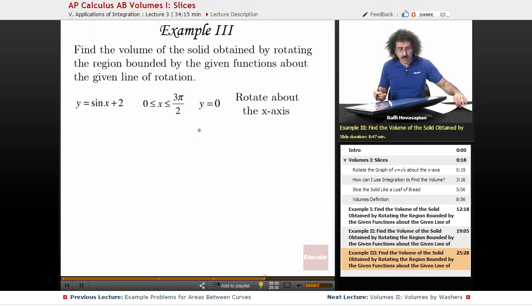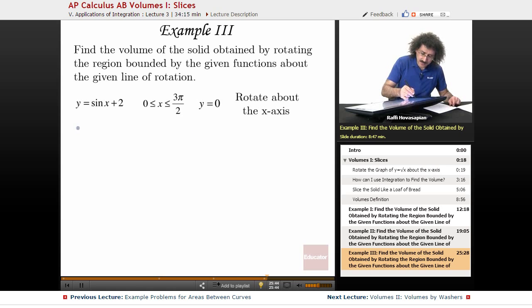Now let's do this one. Y equals sine of x plus 2. X is from 0 to 3 pi over 2, and y equals 0. And we want you to rotate this about the x-axis. Okay. So let's take a look at our region.